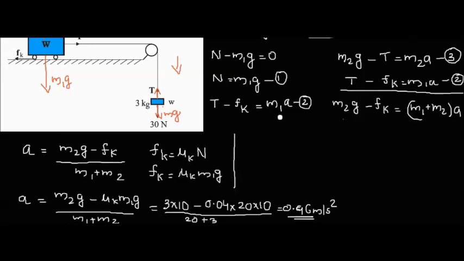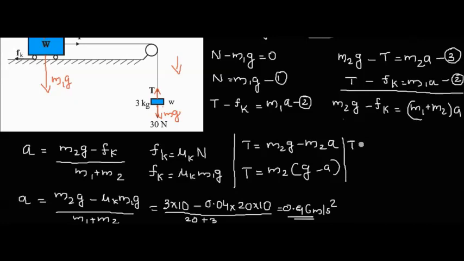To get the value of tension we have to substitute the value of acceleration in either equation number 2 or equation number 3. So assume that I am taking equation number 3. From equation number 3 I am writing the expression for tension as T is equal to m2g minus m2a, or T is equal to m2 taking outside, g minus a.